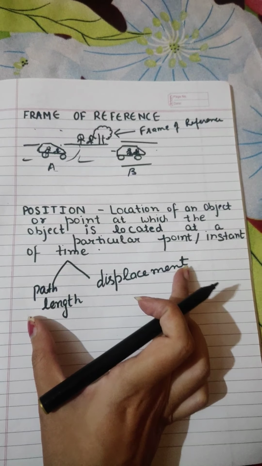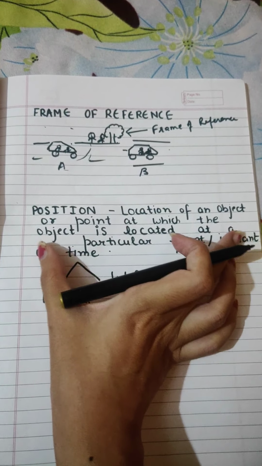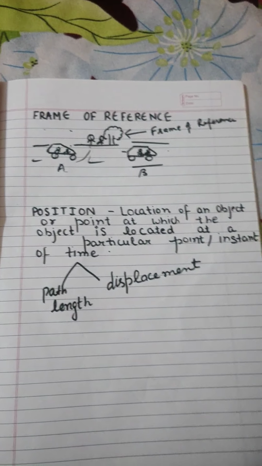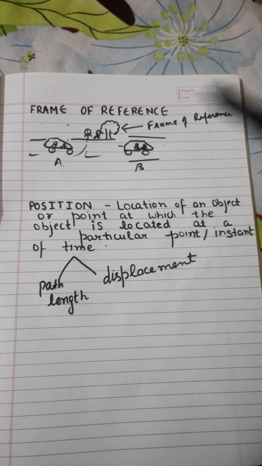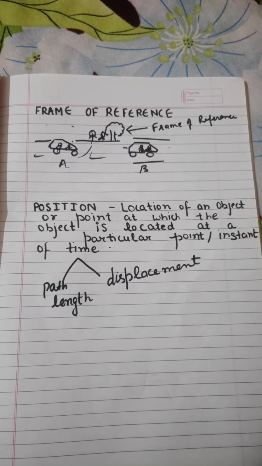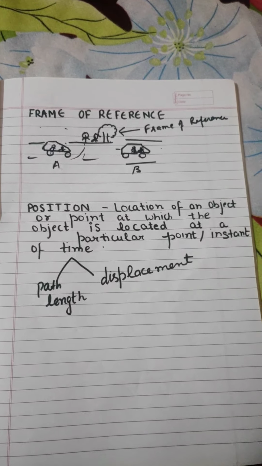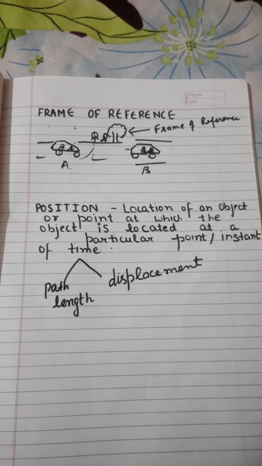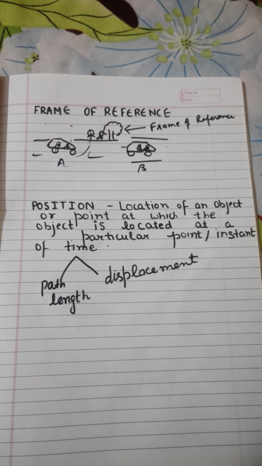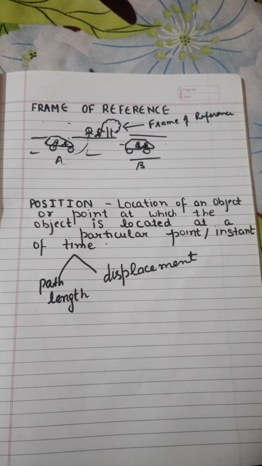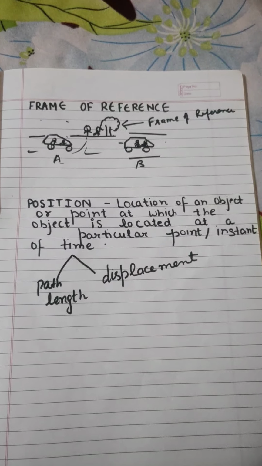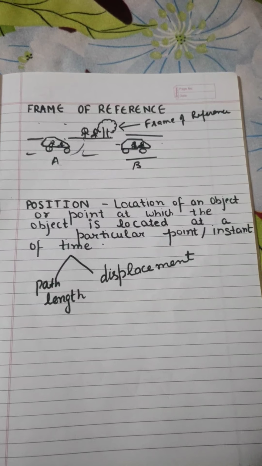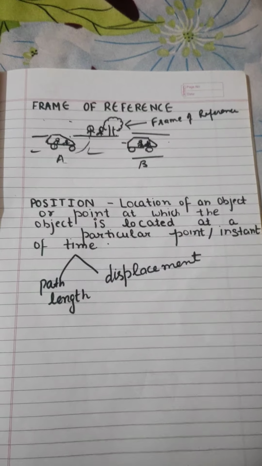So before talking about them, let us try to understand what a position means. Position is the location of an object, or the point at which the object is located, at a particular instant or point of time. That means where my object is located or placed at some point of time is its position. Why have I introduced time? Because time is a very important constraint when you're talking about motion or changing your position.